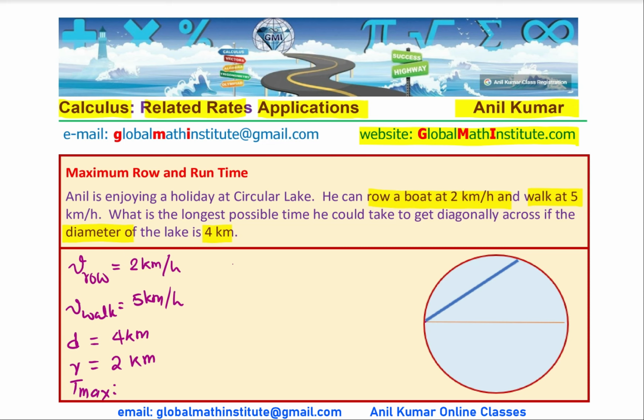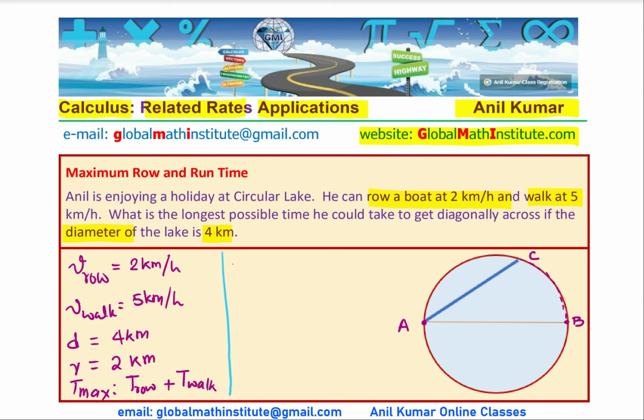So Anil is on one end of this particular lake, let's say this point is A, and wants to reach B, which is on the other end. So he can row across, or he could go and land somewhere here, let's say point C, and then walk along the circular path, right? So T max is the time to row plus the time to walk. So that is all given to us, and we clearly understand what we need to find.